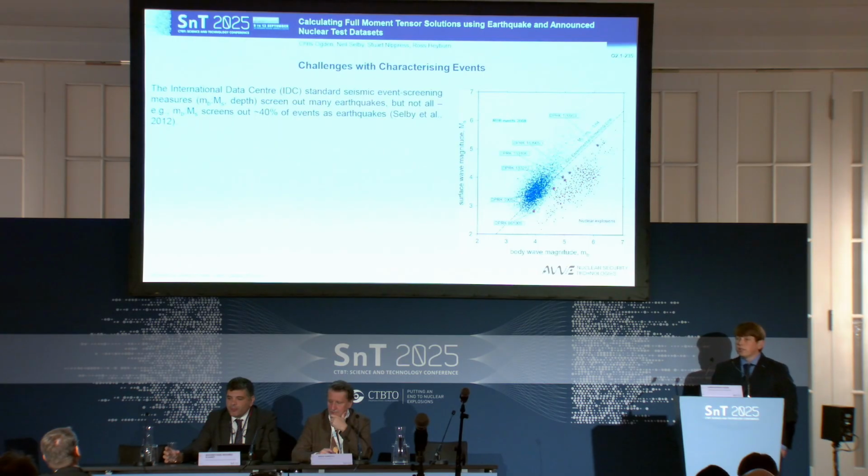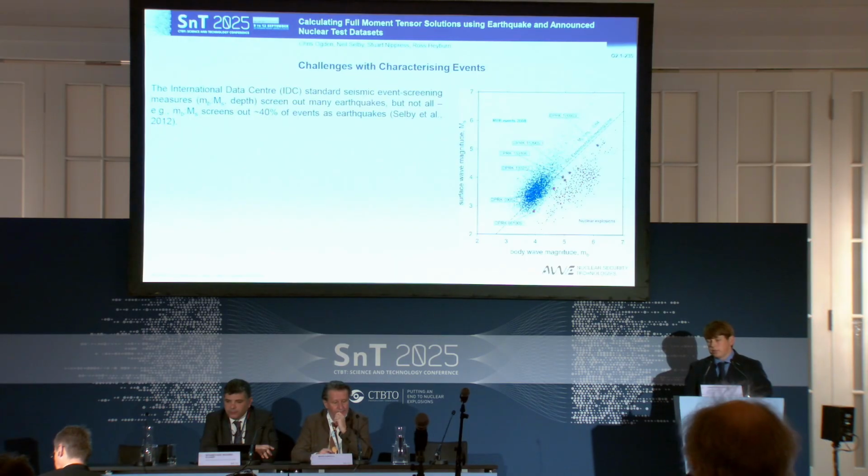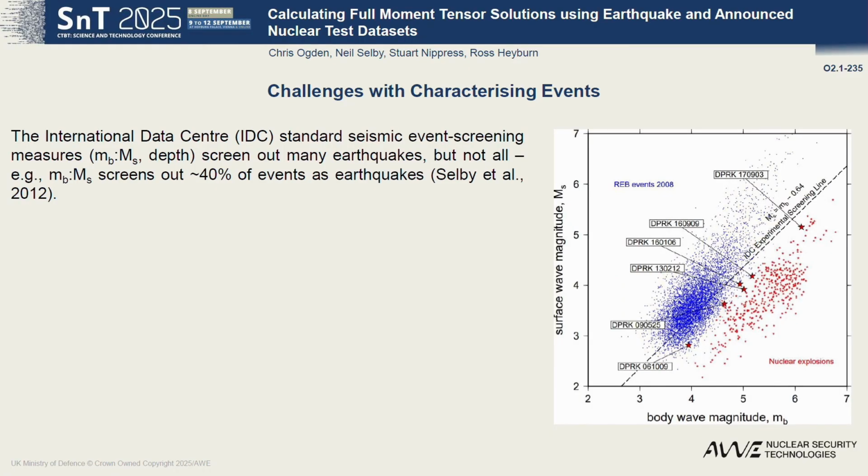In terms of characterizing events, MBMS is often used as one of the standards, and that screens out 40% of the events in the REB as being earthquakes. But that leaves 60% of events that aren't, and need to be looked at and investigated. That poses a problem in terms of time and availability.